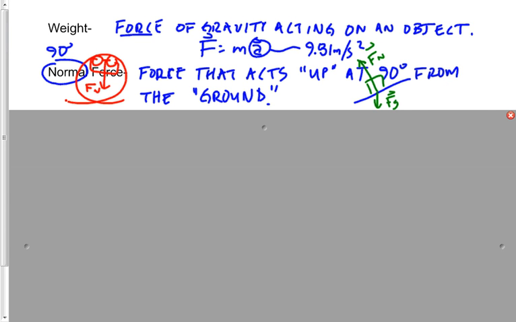So usually the normal force is up, and usually it's provided by the ground. But sometimes it's provided by a track, and sometimes it's not acting up. Sometimes it's acting at an angle, sometimes it's acting straight down. But it's always 90 degrees.